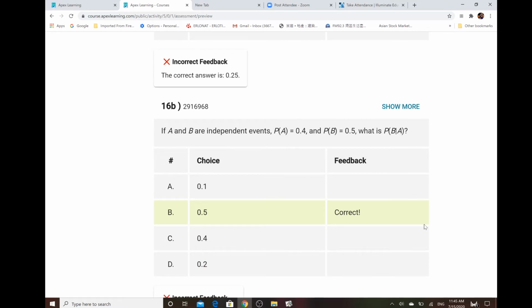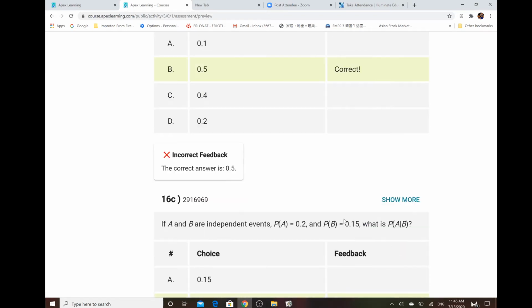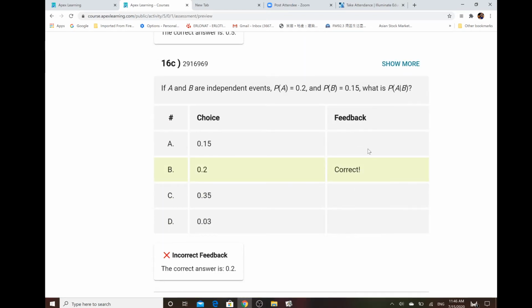And then this one is quite similar, independent events. So one event has nothing to do with the other. This one is asking what the probability of B given A is. So the probability of B, that would be 0.5. And the probability of A given B, then again, independent events, so the probability of A, 0.2.